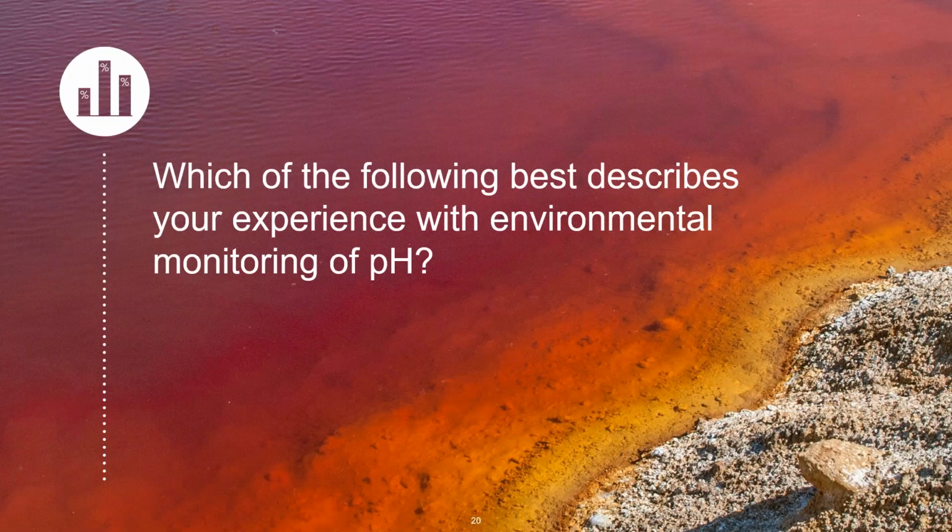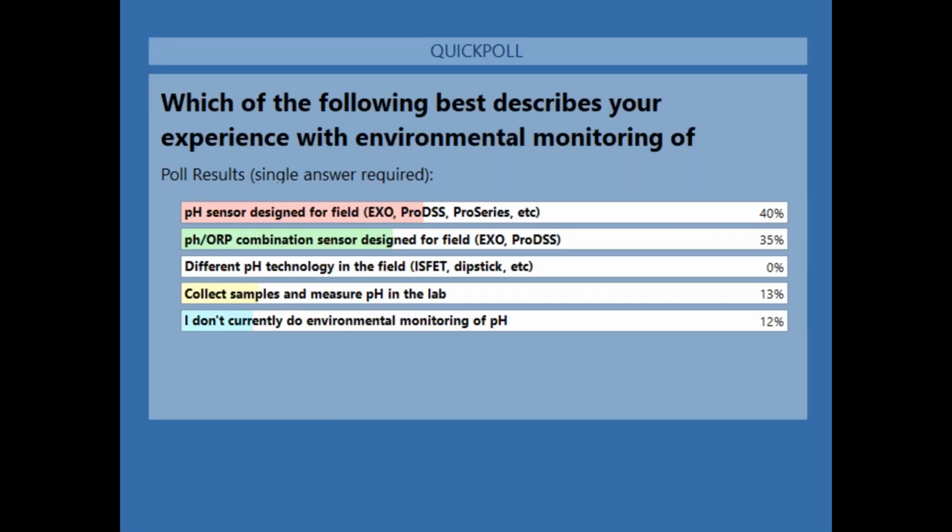have enough information now. Looks like the number one answer, 40%, a pH sensor designed for the field, such as the EXO or Proteus S, one of our handheld systems. Second one is a combination sensor designed for field use. Those could be considered to be one and the same. That makes sense. You can also collect samples and measure pH in the lab. That's another valid way of doing it.